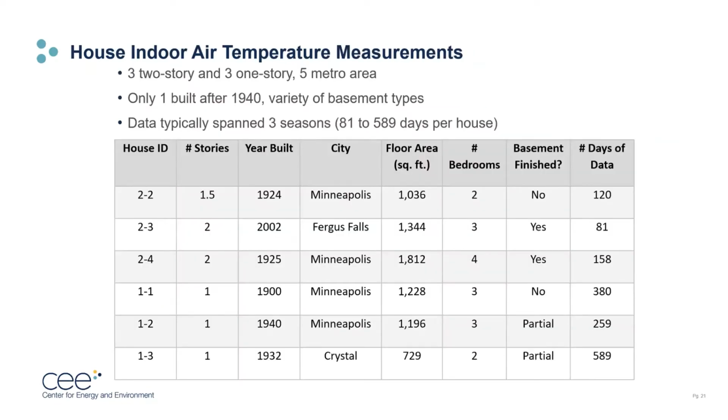So we identified 6 houses from previous studies that we had run where we had air temperature measurements at each floor of the house over multiple seasons. This table shows the key information for the 6 houses. Half the houses were 2-story and half were 1-story. 5 of the houses were in the metro area. One drawback to the sample is that only one house was built after 1940, and that's not ideal since the multi-zone systems are primarily being installed in new homes.